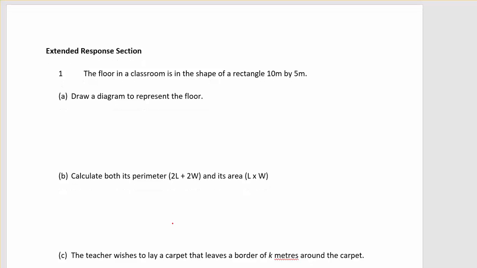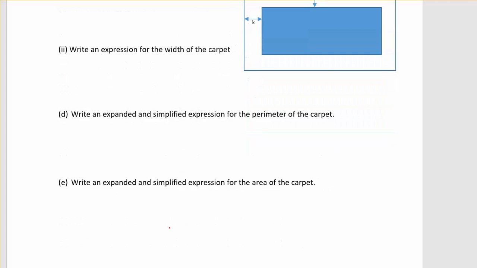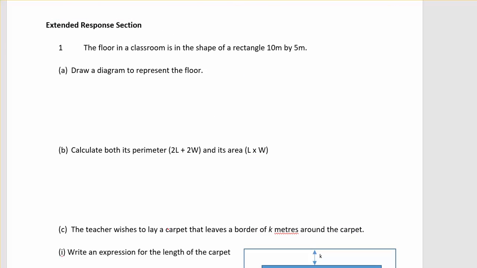Extended response question. Okay, so let's go over this. The floor in the classroom is the shape of a rectangle, 10 by 5. Draw a diagram representing the floor. Okay, so 10 meters by 5 meters. That's the floor. Calculate the perimeter and the area.